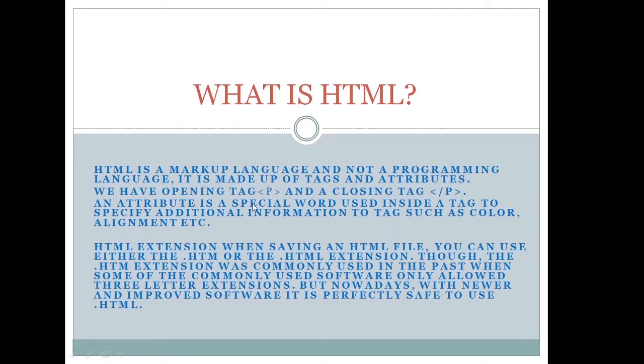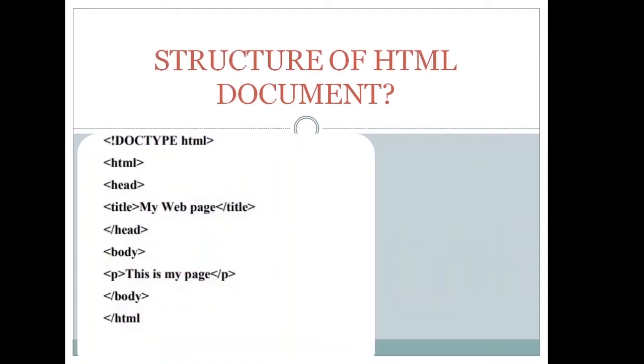Another thing we're going to look at is attributes. An attribute is a special word used in a tag to specify additional information to the tag. We have colors, we have alignment, we have borders, a lot of attributes. And HTML files are always saved in .html or .htm. Those are the extensions in which you save HTML code. We're going to practice that and understand how that works in this lecture.